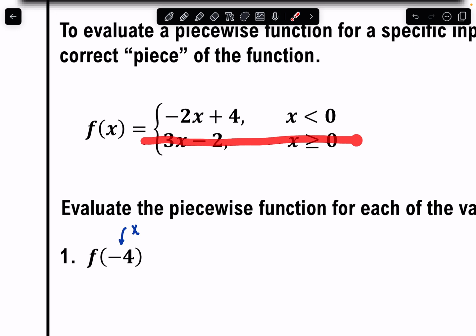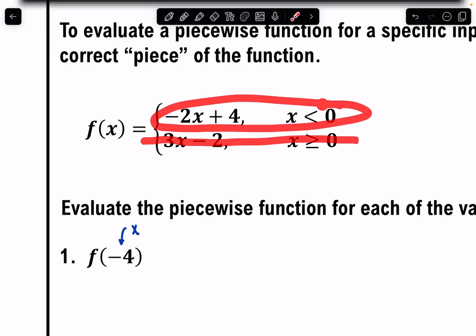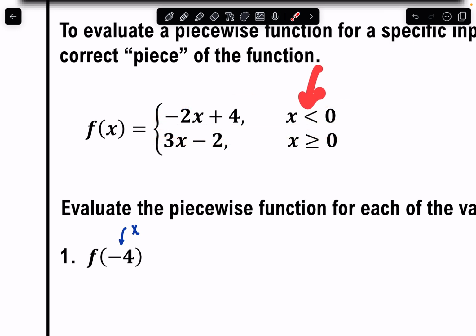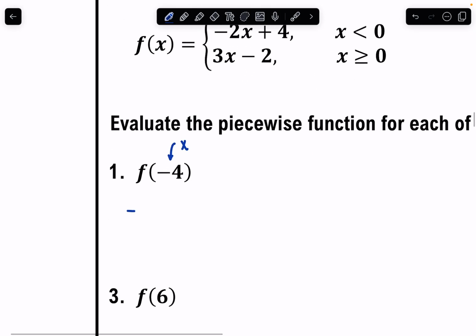3x minus 2, that line is only existing when x is greater than 0. But my problem is f of -4. So I want to only plug it into this one, where x is less than 0. So again, this is kind of my restriction or my rule. Then this is what I plug it into. So I can substitute -4 in for x.